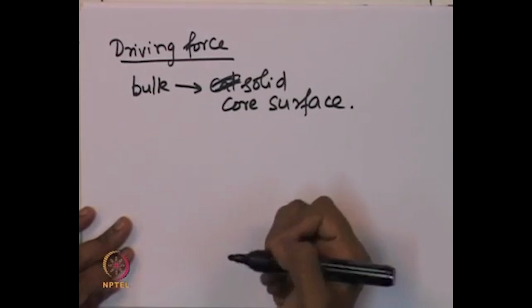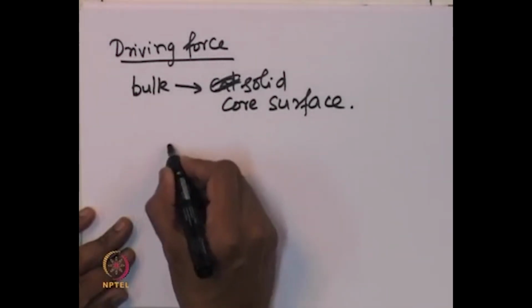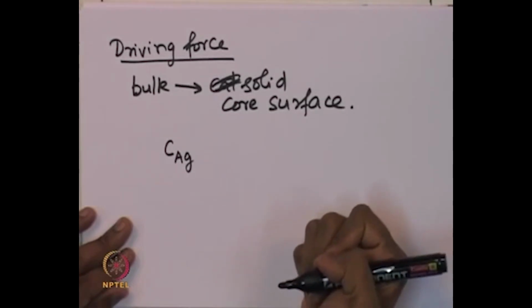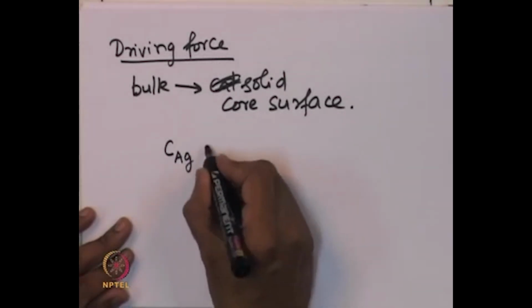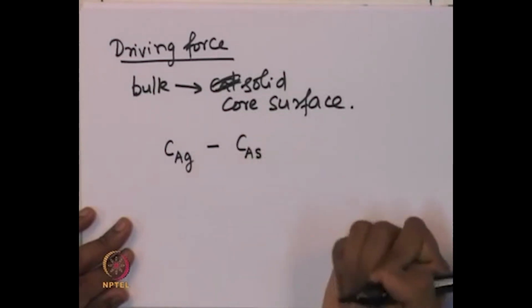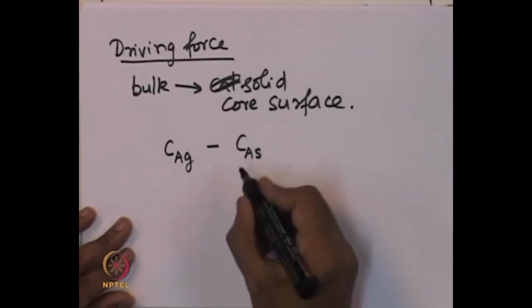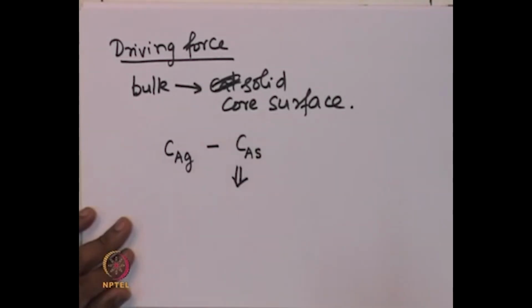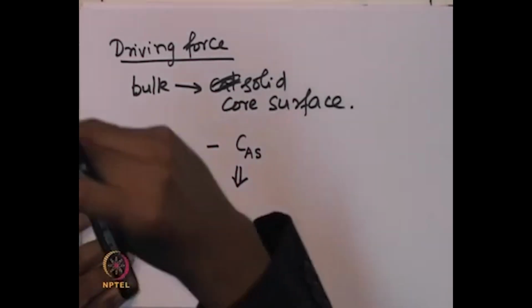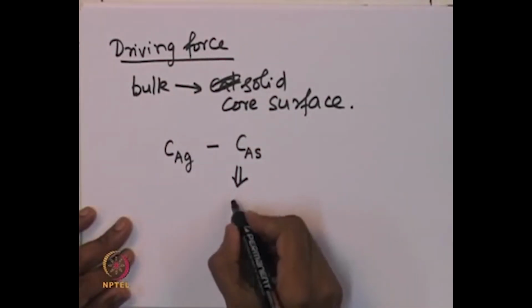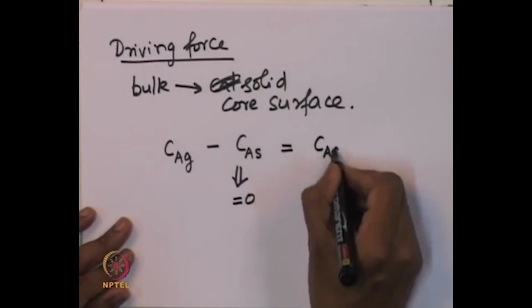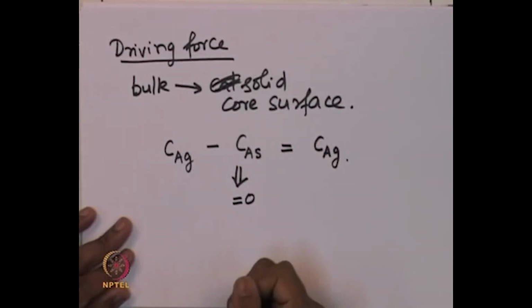of the solid core, not catalyst, will essentially be CAG, the concentration of the species in the bulk gas, minus the concentration of the species at the surface. But we know that because the reaction and the diffusion through the ash layer are faster compared to the diffusion of the species through the gas phase, CAS is expected to be 0. Therefore, the driving force is essentially the concentration of the species in the gas phase itself.